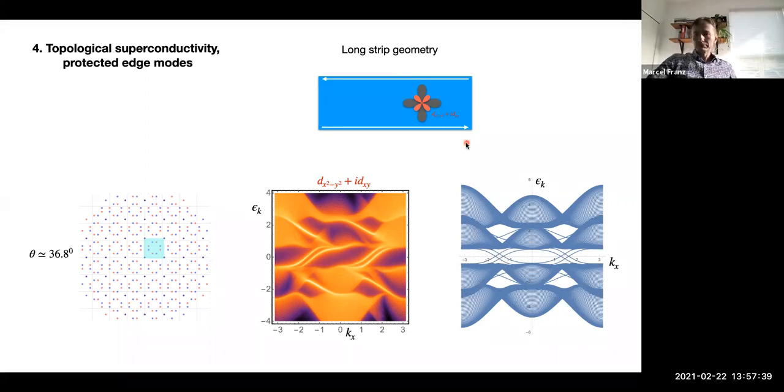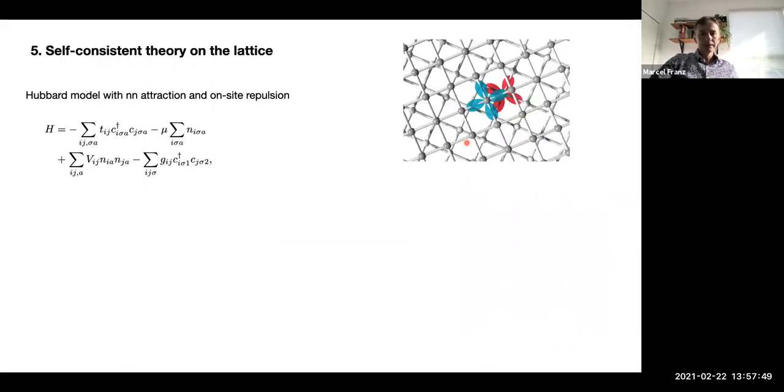Not that we didn't believe these old calculations, but it's satisfying to see that those edge modes are actually there and that we're not making any mistake. So our last level of modeling is a fully self-consistent calculation on the lattice.